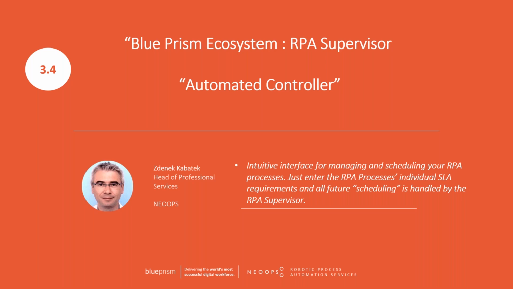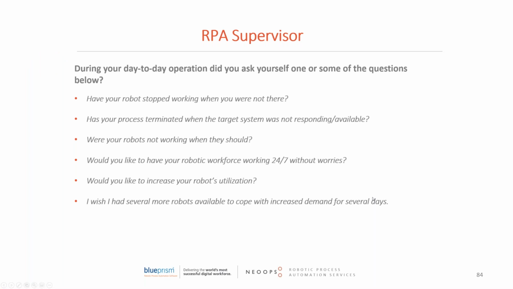So what it is about: it provides an intuitive interface for managing and scheduling your RPA processes. And the interface is actually web-based. In simple words, you can say it's a web-based control room, but it's much more, because it actually does the scheduling. The scheduling is done by entering the SLA requirements for your process, and RPA Supervisor ensures that those SLAs are met. So let's see what we have next.